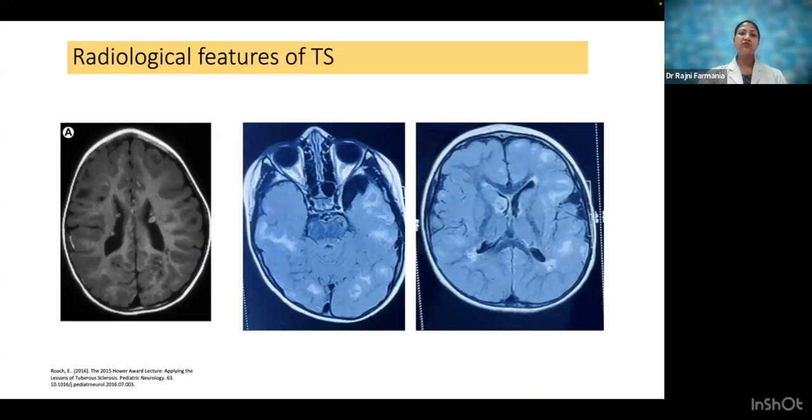So what are the other features of tuberous sclerosis? Here we can see subependymal nodules. These are the tubers. So you can see cortical tubers here and there, and subependymal giant cell astrocytoma, basically SEGA, can also be seen.